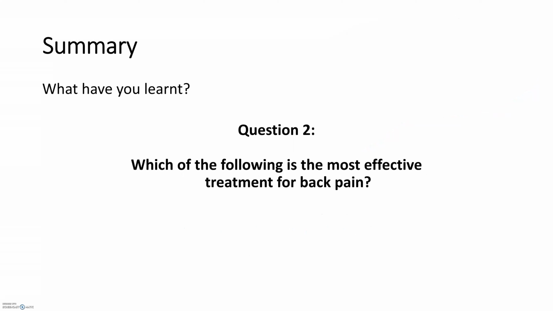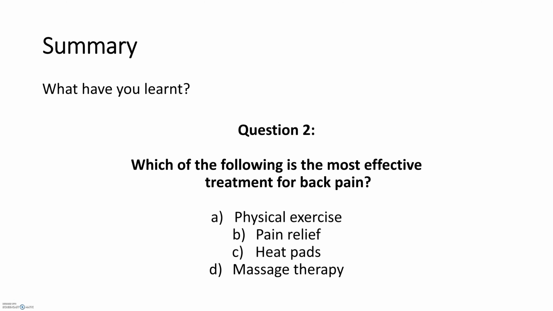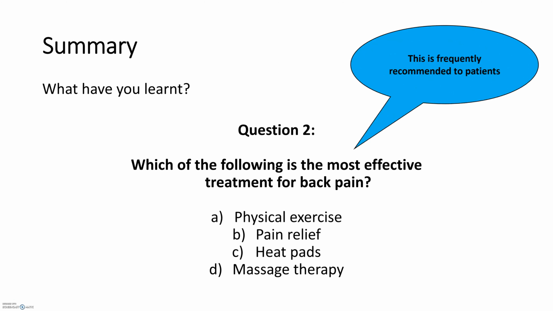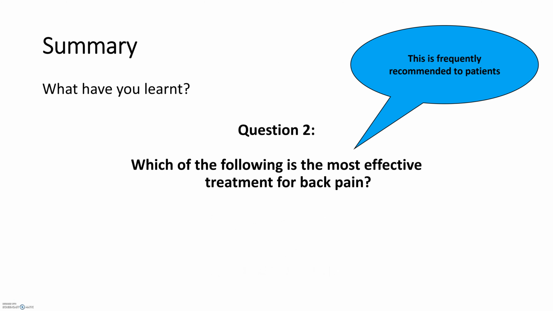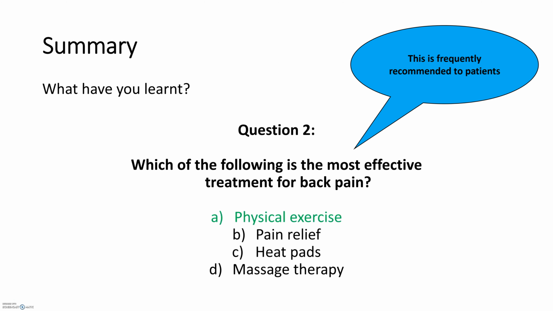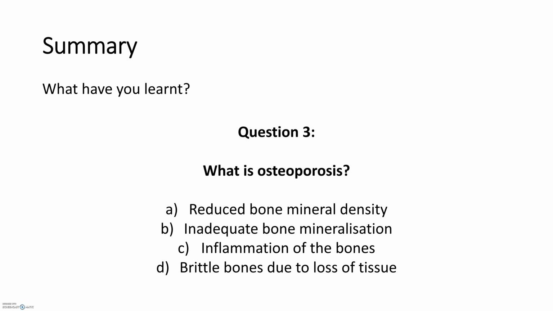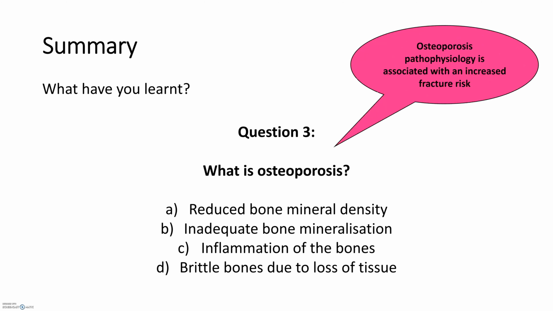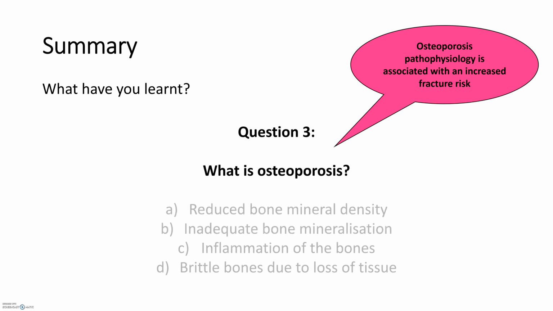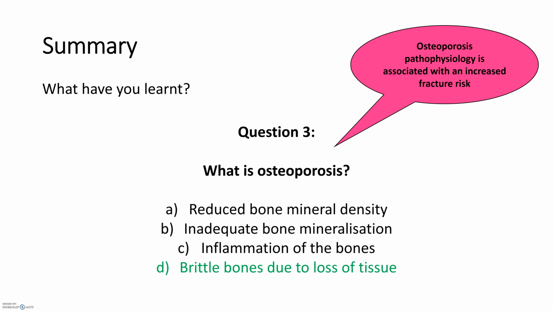So the second question, which of the following is the most effective treatment for back pain? Okay, we've talked about this a lot. Physical exercise is always the best thing to do. And the final question, what is osteoporosis? Okay, and the answer to this one is brittle bones due to loss of tissue.